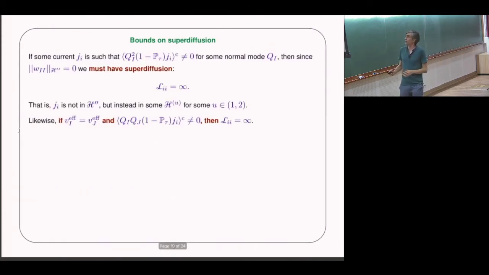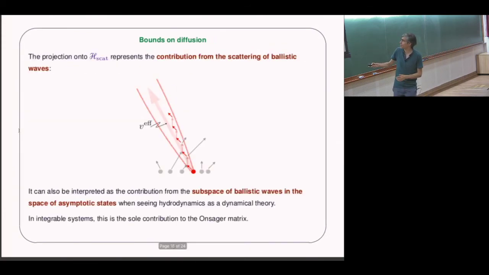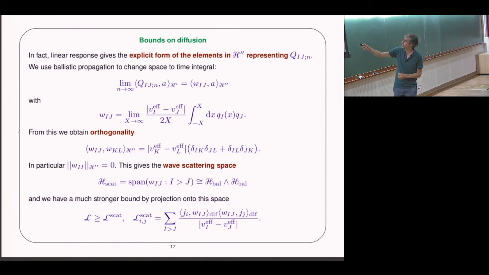Okay, so now what happens? There's something interesting. You see these elements that represent these particular charges, they have zero overlap whenever i equals j or k equals l, or whenever two velocities are equal.